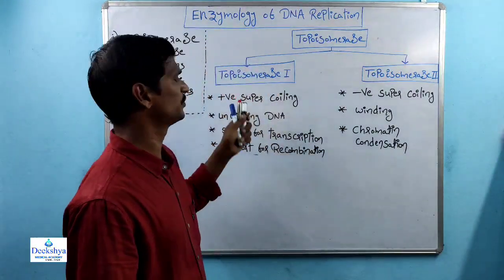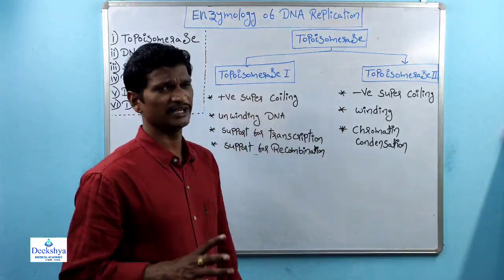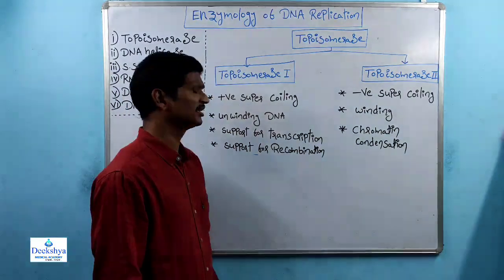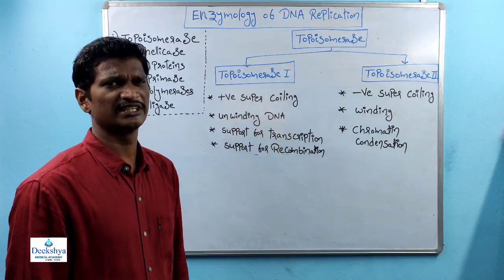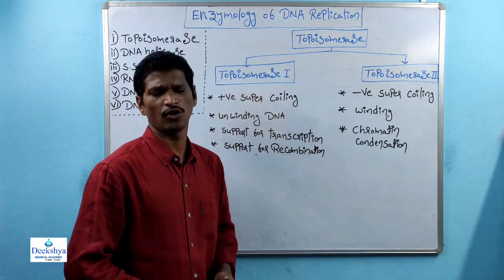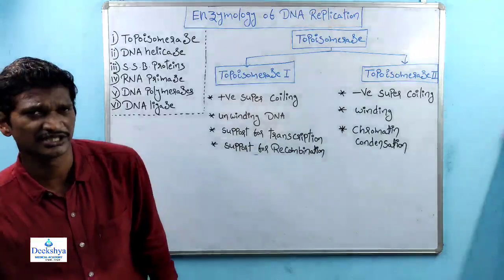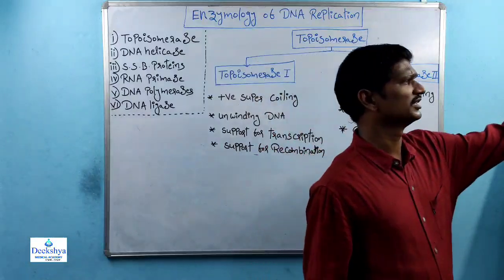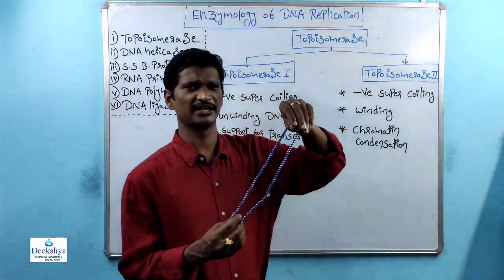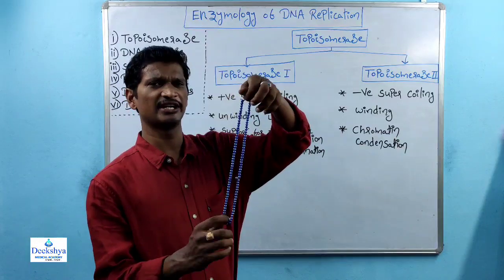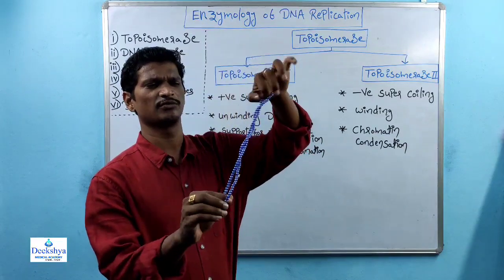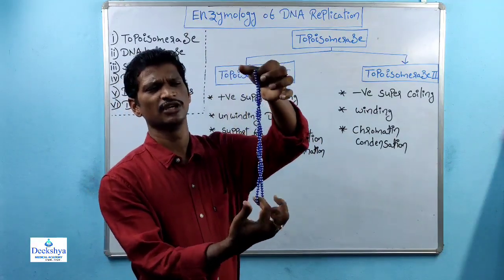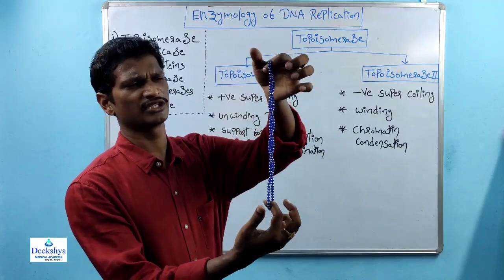Topoisomerase 1 is the enzyme especially involved in positive supercoiling. Positive supercoiling means that the DNA forms coil-like or helix-like structures. Suppose this is the DNA. Generally, during the condensation process, helix-like structures are formed. So this is the double stranded DNA.